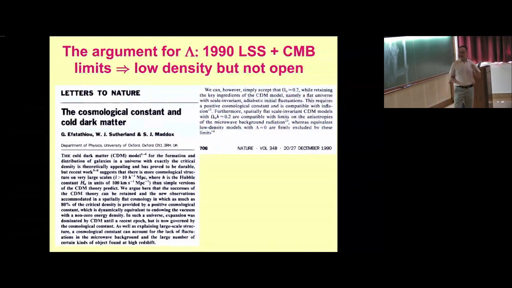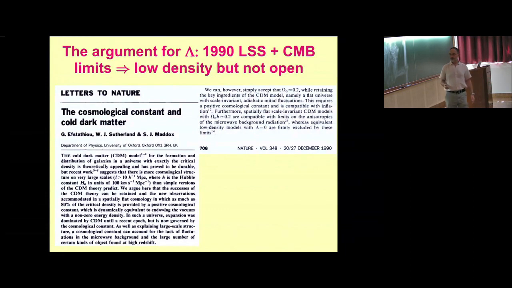And there was a very nice paper in Nature in 1990, which really deserves to be read by anybody who's interested in the history of this subject, making this argument, completely watertight case. Large-scale clustering from the APM survey told us that the overall matter density had to be low. The CMB tells us that it can't be low and heavily open. The only option, therefore, is to add in a positive cosmological constant.